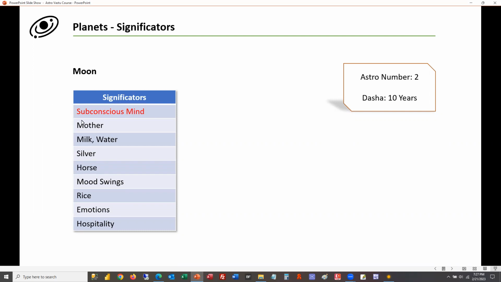That basically came from your subconscious mind. It did everything. The moon made sure that you are not distracted. You are driving, you're doing basically multiple things or multitasking, one with the conscious mind and one with the subconscious mind. So subconscious mind is represented by moon. Moon also signifies mother or even mother-in-law. Then milk, water, any liquid in general is defined by moon.